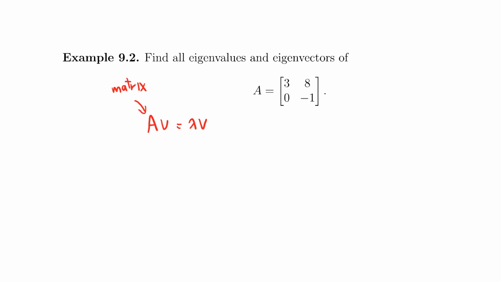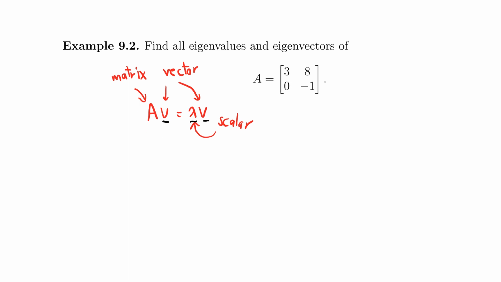The V here is a vector. In this case, it's going to be a 2 by 1 vector. And this lambda is going to be a constant, a scalar. So I need to find all the vectors V and scalars lambda so that A times V equals lambda times V. Let me show you the steps here.